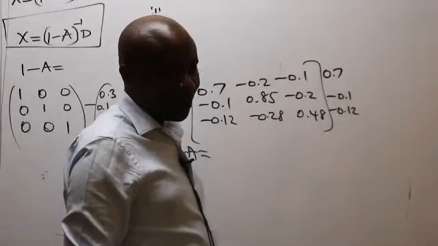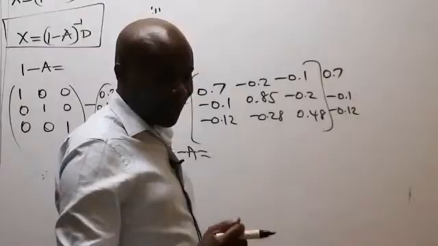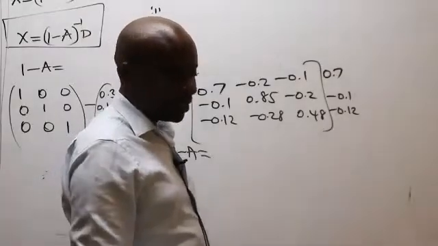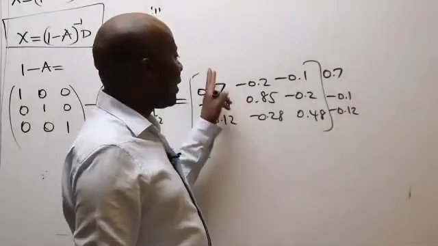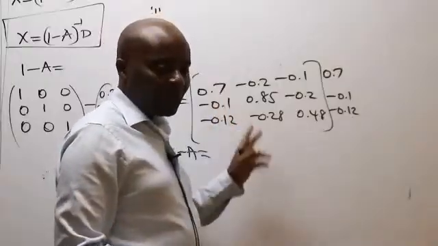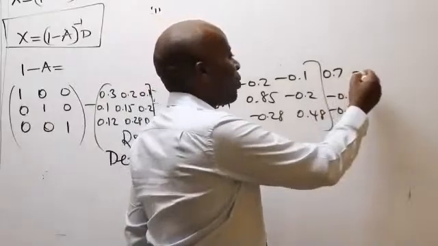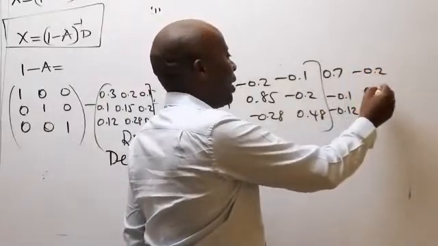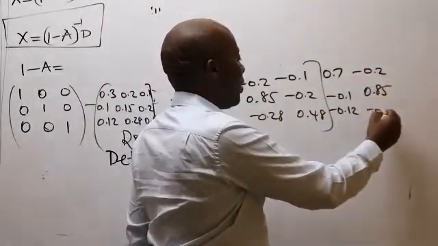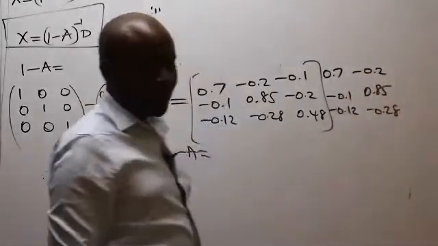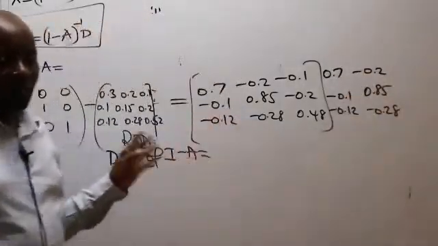Thank you very much, Veni, for coming out boldly with your figure. So duplicate the first two columns here. So we have minus 0.2, we have 0.85, and then we have minus 0.28 like that. It's a rule. You duplicate the first two columns.